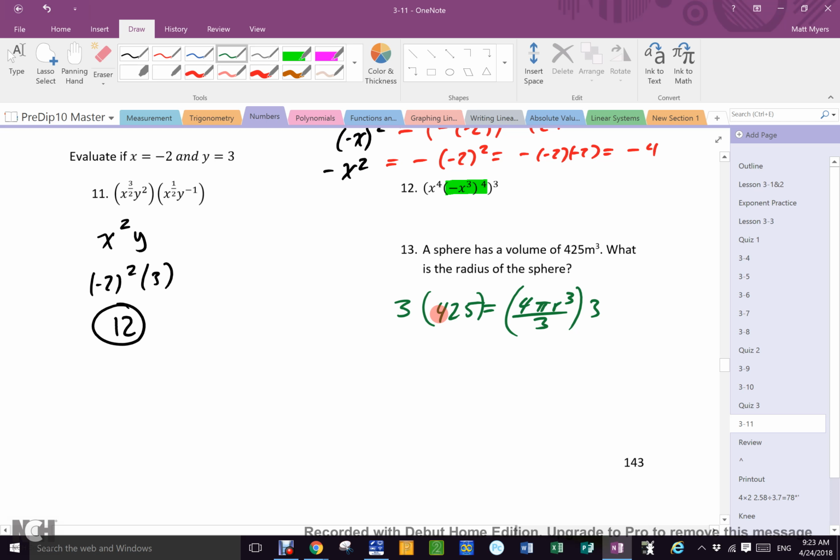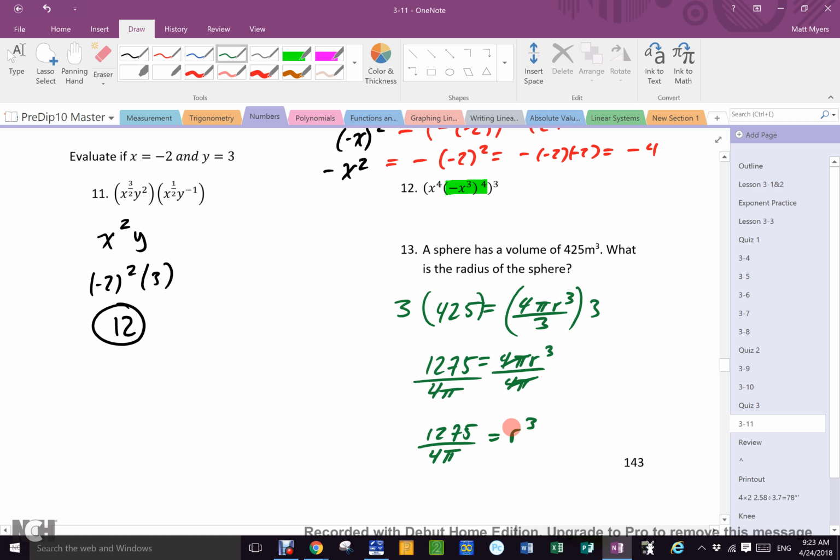3 times 400 is 1200. 3 times 25 is 75. 1275 equals 4 pi r cubed. Then I divide by 4 pi. Now, to do this division, if you're going to use your calculator, what must you remember? Brackets around the bottom. But I wouldn't even bother, because this is 1275 over 4 pi equals r cubed.